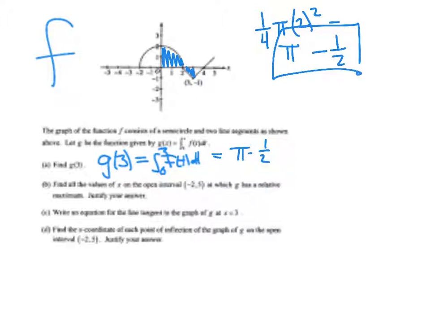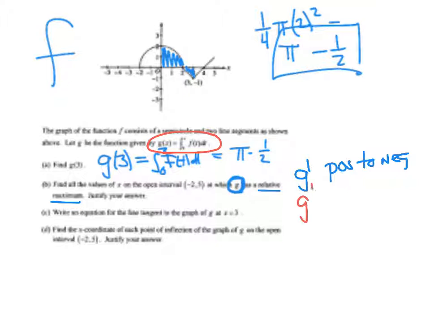Okay, so find all values on the open interval at which g has a relative max. So notice they're talking about g. g is the integral. I need to find a relative max. Well, how do you justify a max? g prime changes from positive to negative. So I have to go get g prime. And to find g prime, I have to take the derivative of an integral. So are the lights going off? Second fundamental. g prime is equal to, take the upper bound and plug it in, f of x, times the derivative of the upper bound, which is just 1. So really, g prime of x equals f of x.